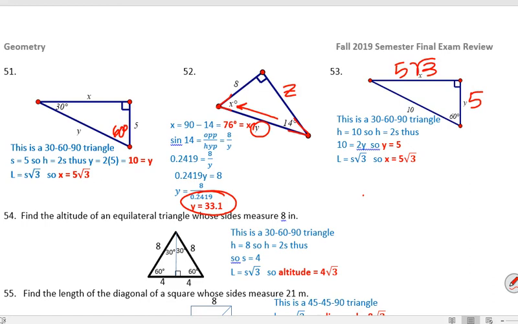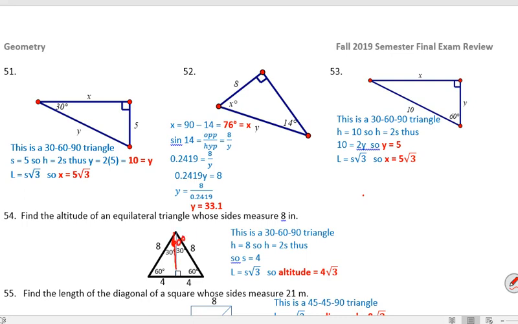Number 54 says find the altitude in an equilateral triangle whose side measure is 8 inches. Altitude means height. That's one of the things you guys need to remember with this one. So when we do this one, we're just looking for the height. So it says an equilateral triangle. In an equilateral triangle, all of these angles would have been 60 degrees, right?